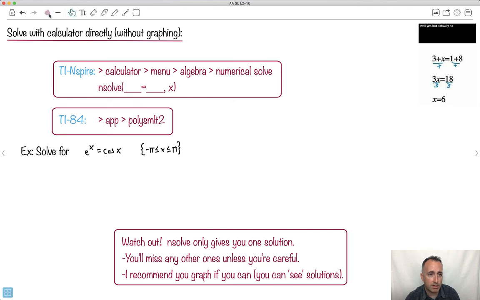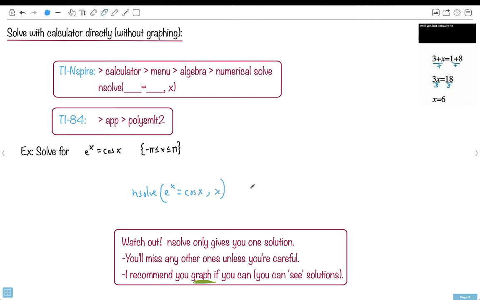That's why I always recommend that you graph. You should graph instead of using this method here, okay? So I'm just going to show you, but I think you should graph so you can see the solutions. Let's see why NSolve in this case is going to fail us. I'm going to use NSolve. I'm going to make sure it looks like e to the x equals cos x, comma, solve for x, please. That's what I'm going to ask it to do here.